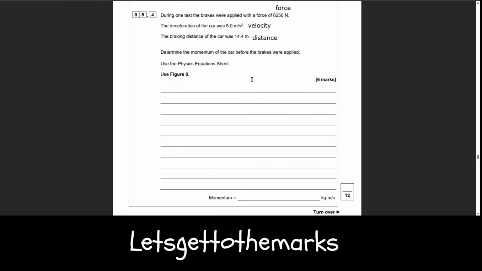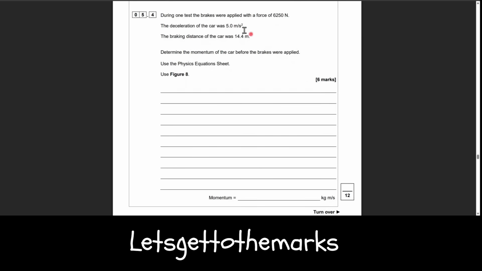During one test, the brakes were applied with a force of that. So what I really want, and then we've been told momentum. I know you're going to need 2 equations because it's 6 marks, but we've got force, velocity, distance, momentum. Let's go check out the equation sheet. 6 marks. You normally need to use at least 2 equations to do this, but for this one, you actually need 3 equations from the equation sheet.